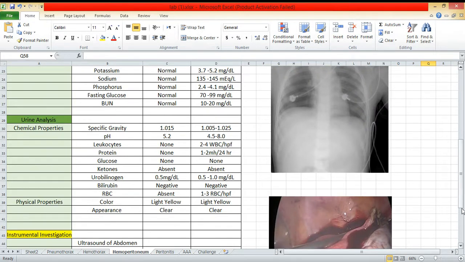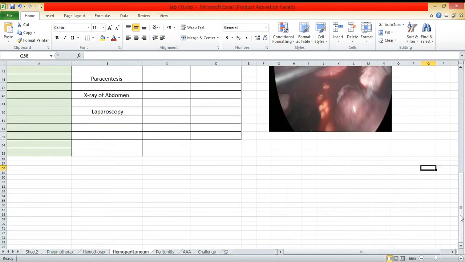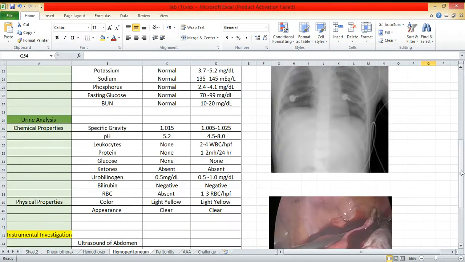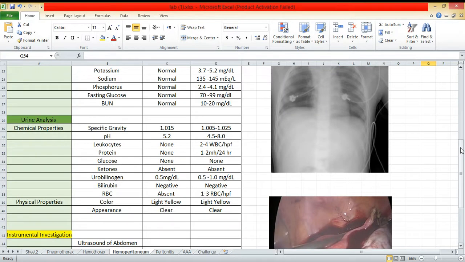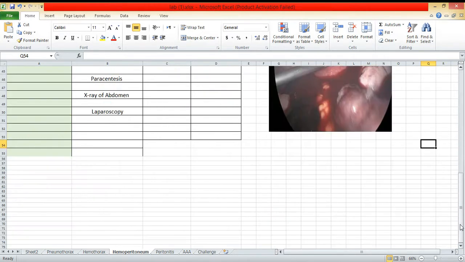for instrumental investigation, we carry out paracentesis, X-ray of the abdomen, laparoscopy, and ultrasound of the abdomen. Here on the right is a picture, an abdominal X-ray, which shows presence of blood, and this is laparoscopy, which is used to diagnose the presence of blood in the peritoneum.